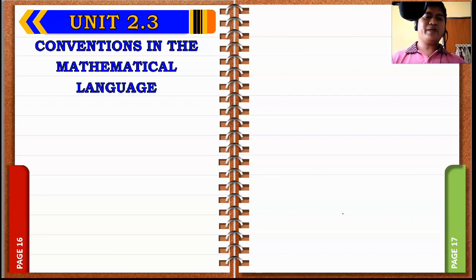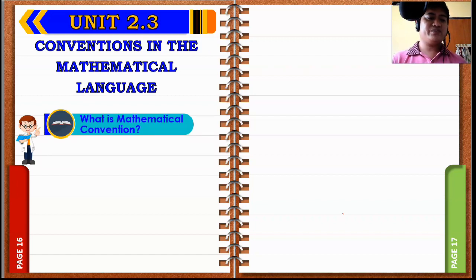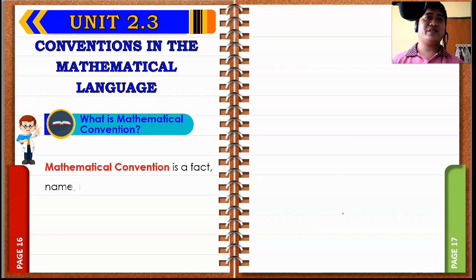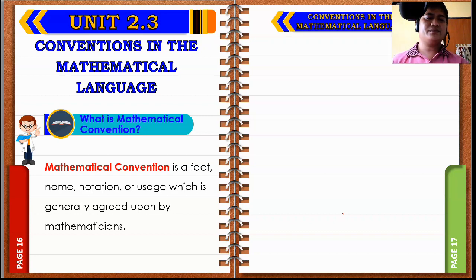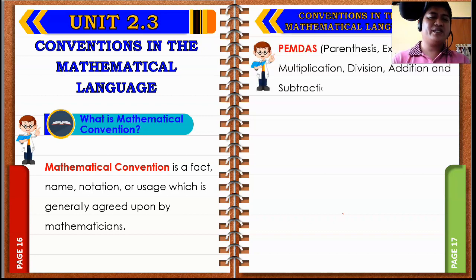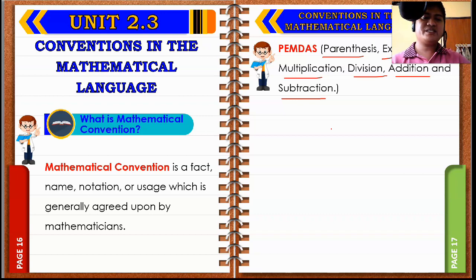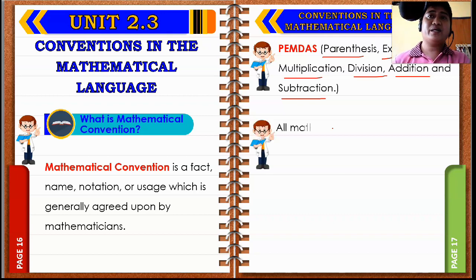So, mathematical language has conventions, and it helps individuals distinguish between different types of mathematical expression. So, what is now a mathematical convention? A mathematical convention is a fact, name, notation, or usage which is generally agreed upon by mathematicians. So, for example, one evaluates multiplication before addition, following the principle of PEMDAS, which is parentheses, exponent, multiplication, division, addition, and subtraction. So mathematicians abide by conventions to be able to understand what they write without constantly having to redefine basic terms. So almost all mathematical names and symbols are conventional.